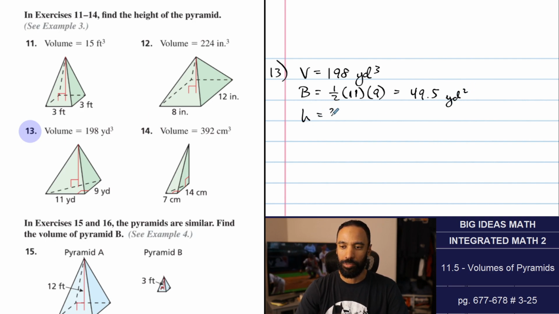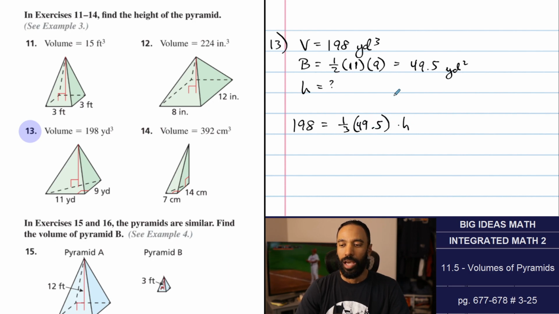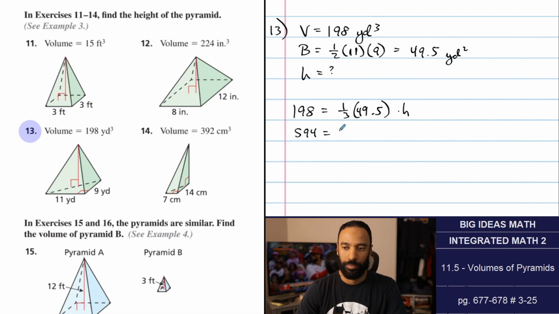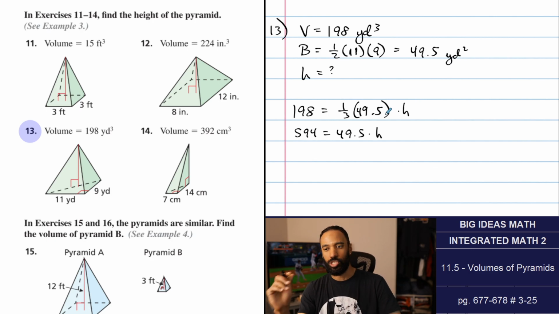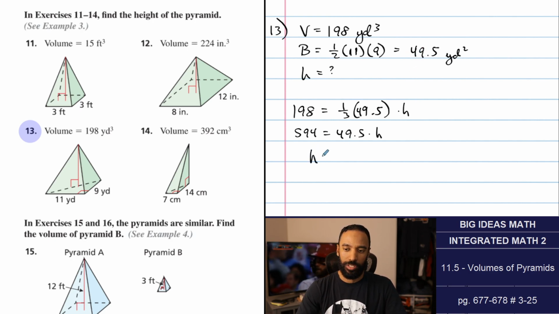Height being unknown still, the volume is going to be 1/3 area of base times the height. I don't know 1/3 of 49.5, so I'm going to triple this, and I get 594. And I can only imagine this is an integer. It must be, not 6, 12. Because 99, yeah, I'm going to say that's 12.